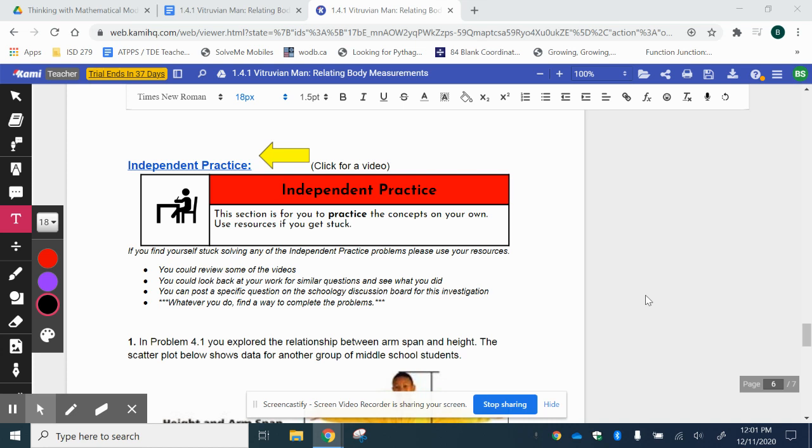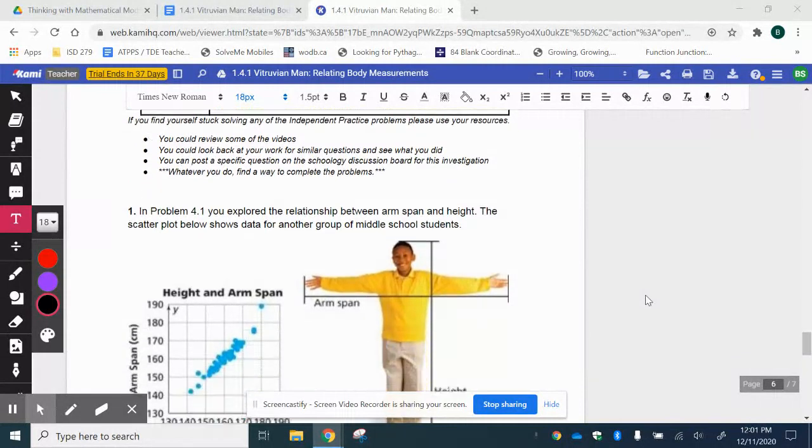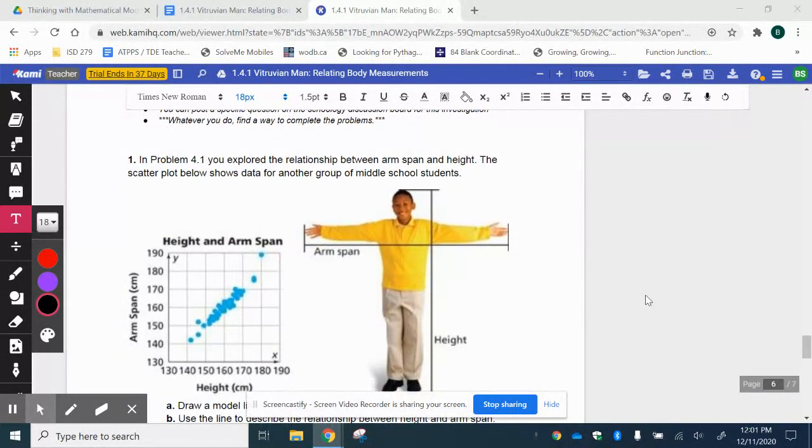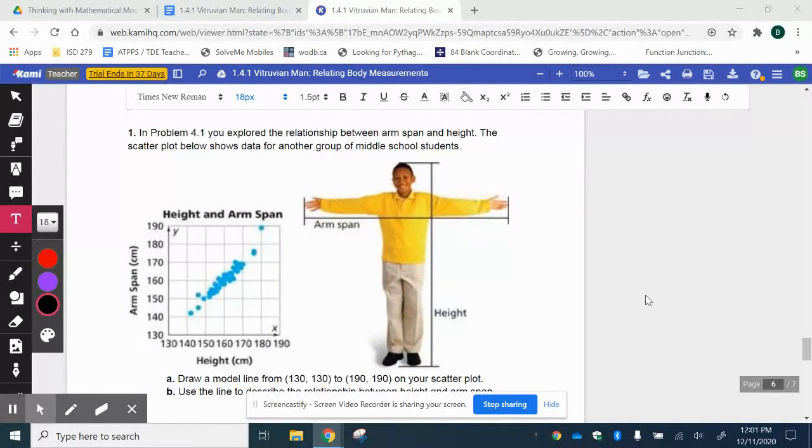And last but not least, in 1.4.1, the independent practice section. So this is a section here where you can practice the skills that we learned throughout the lesson. Number 1 says, in problem 4.1, you explored the relationship between arm span and height. The scatter plot below shows data for another group of middle school students.